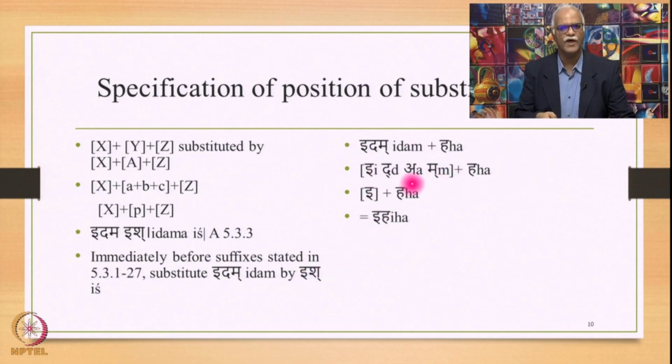The by default rule would have stated the substitution in place of the final element, but if there is a marker sh attached to the substitute, and if the substitute consists of only one sound, then this substitute substitutes the entire substituent, that is this substituent which consists of 4 sounds. So i replaces all these 4 sounds, and so we get the form iha.